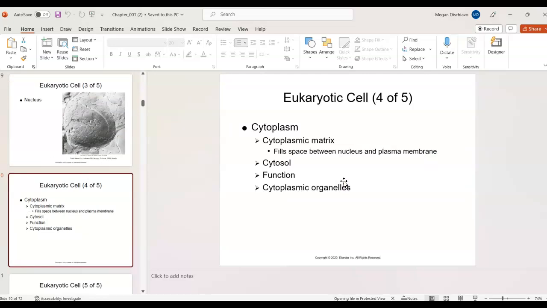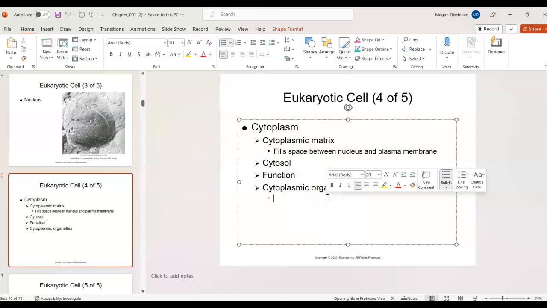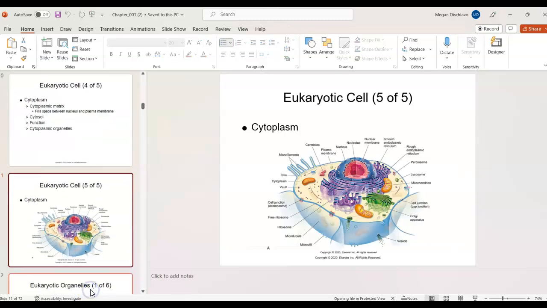Now, cytoplasm is the gunk that holds all the structures in a cell in place. Okay, it's also known as cytosol, or it's made up of cytosol, and it holds cytoplasmic organelles, which are little organs inside of the cells. Okay, and here was the picture. So this is the plasma membrane, this is the nucleus, and then here are all the organelles, which are tiny organs inside of that cell.